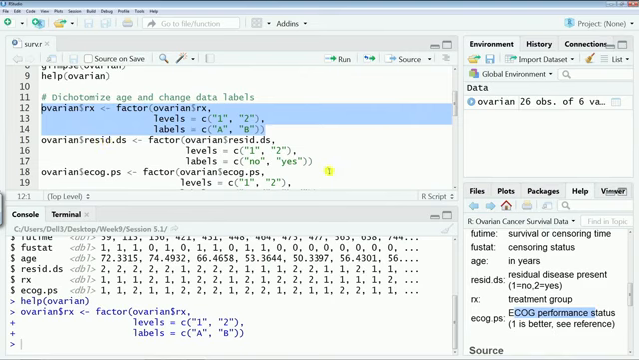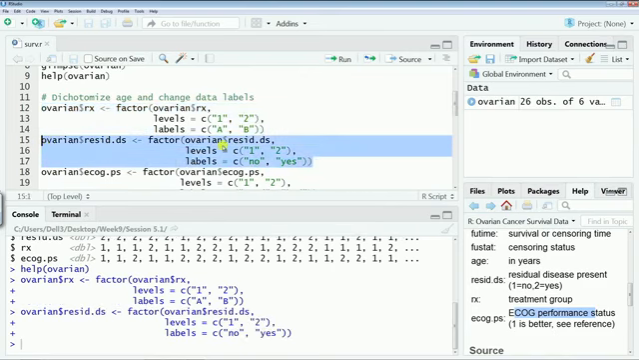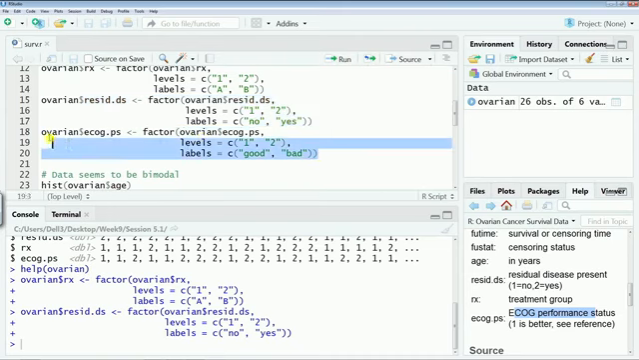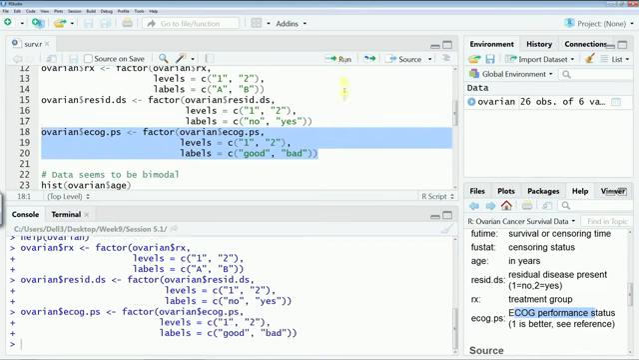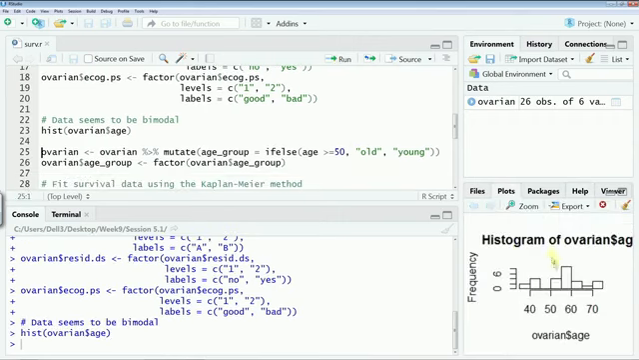Similarly, for ovarian residual disease, the death status is 1, yes or no, and then this one is good and bad. So, the ECOG condition being good and bad is something that we are changing. So, 1 and 2 and so on, we are recoding. And now, if I just plot the age, this is the age.